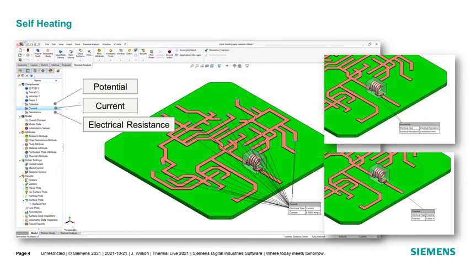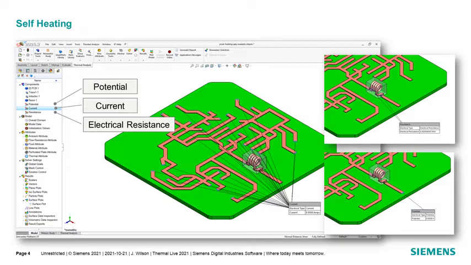Another modeling requirement for printed circuit boards is the ability to include self-heating or the joule heating that takes place in a printed circuit board. Anytime you have current running through copper, there's going to be some heating associated with that. Historically, in a lot of thermal design processes, this effect hasn't been included, but it's becoming more and more important.